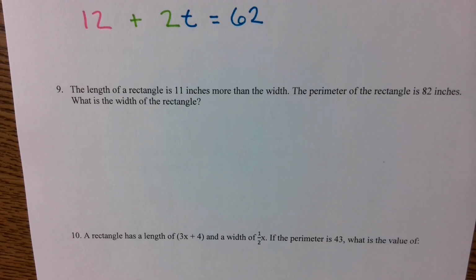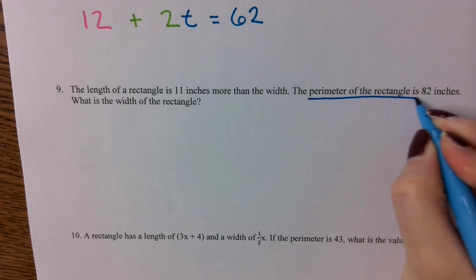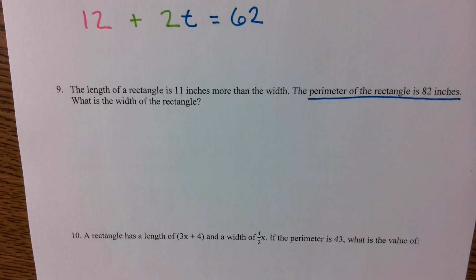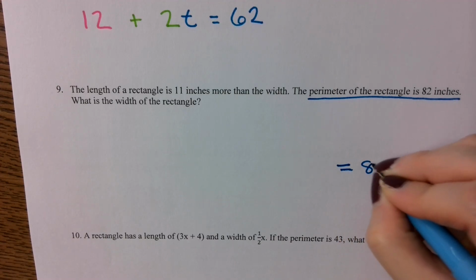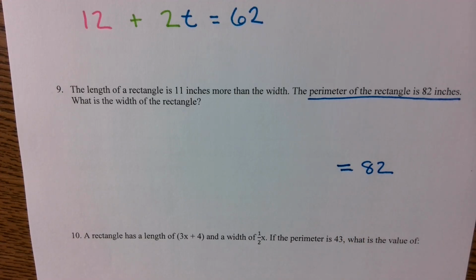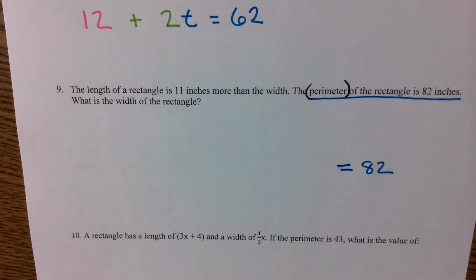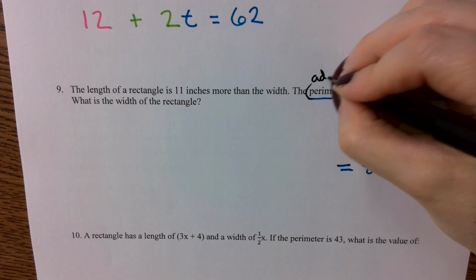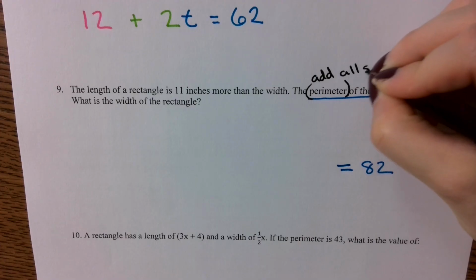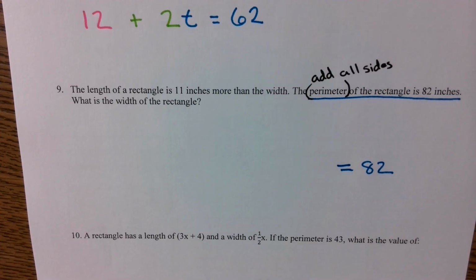So what we have here, they're giving us the perimeter. This is what we're going to be setting our equation equal to. So I'm going to go ahead and put equals 82 because I know how to find perimeter. Who remembers? Perimeter means that you're doing what? Adding all the sides, right? You're going to add all the sides together. Now, if we're talking about a rectangle, how many sides do we have? 4. We have 4 sides to a rectangle.